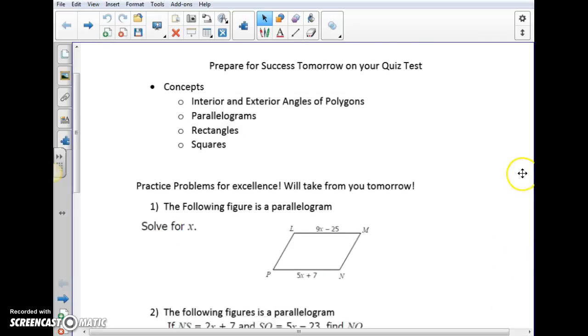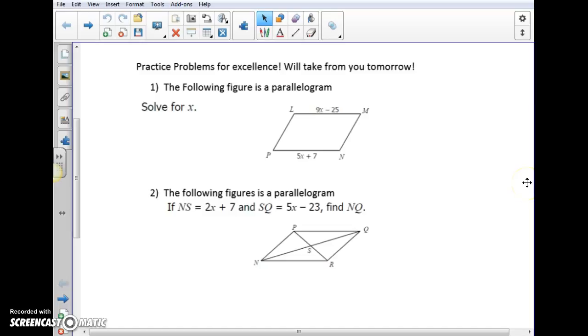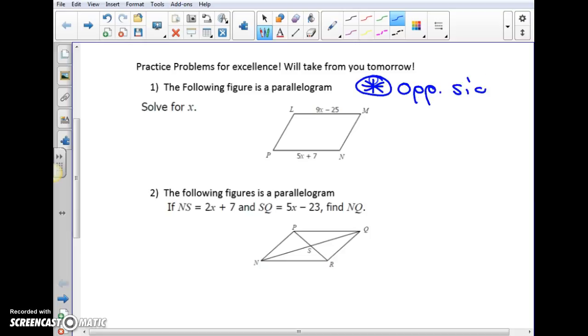Looking at the first problem, it says the following figure is a parallelogram. So we've got a few properties we need to remember about those. And one property I'm going to use on this one is the fact that opposite sides are congruent. Okay. So it wants me to solve for x, so opposite sides are congruent. That's going to let me know that LM is congruent to PN, therefore their measures are equal.